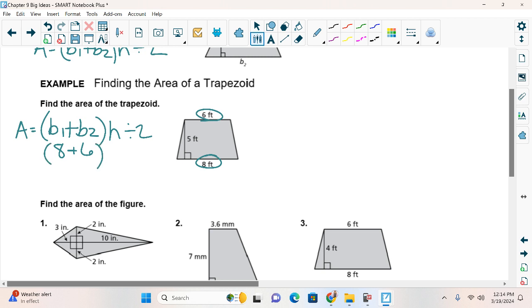Parentheses. What's my height? 5. 5 divided by 2. I put that in my calculator exactly the way it says. And what do I get? 35. I did everything. 35 squared.